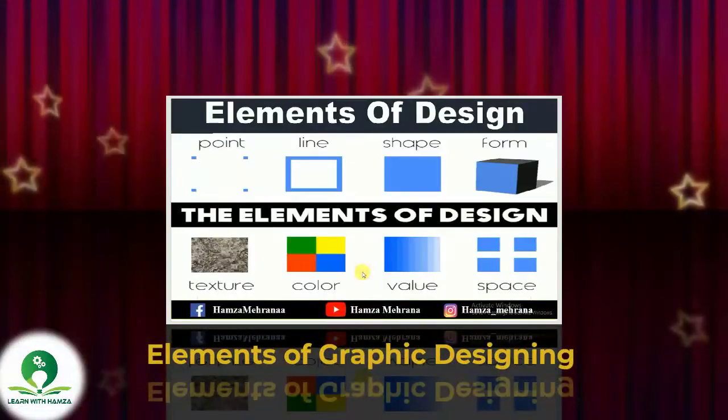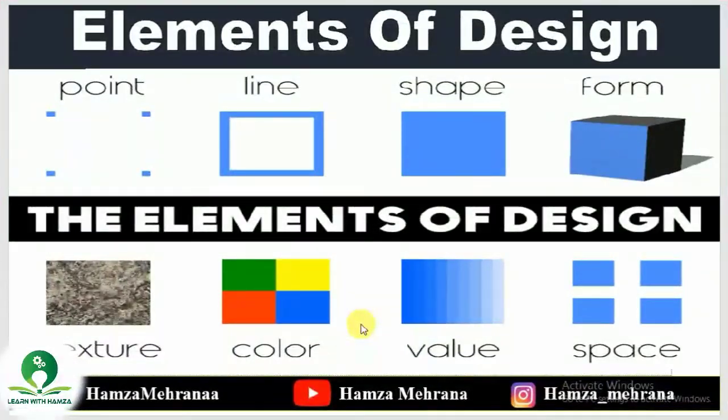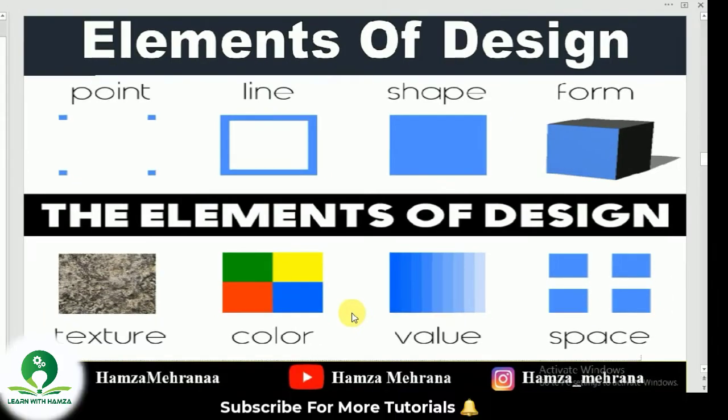If we talk about elements of graphic designing, the total elements are 8: dot, line, shape, color, size, space, value, and texture. And in today's class, I will try to explain these elements to you. So watch this class till the end and also make the notes.